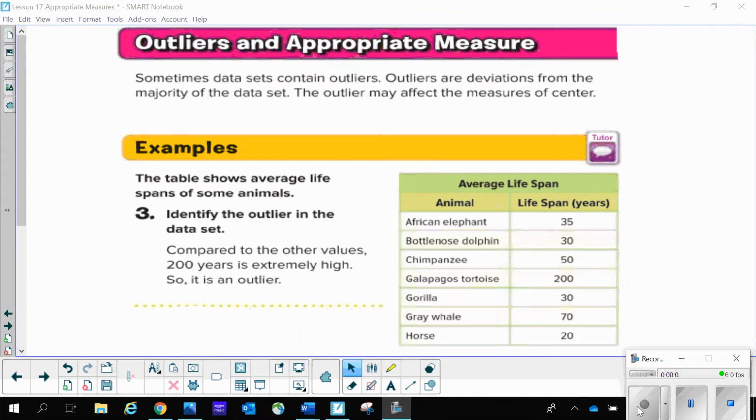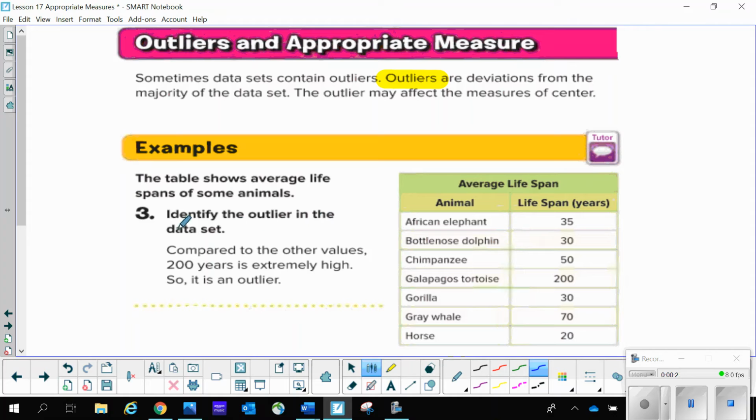A few times now, we've mentioned the words extreme values or outliers. So outliers, I want to be more specific with. Sometimes data that contains outliers are when the majority of the data set is very different. So the outlier can affect the measure of center. So let's look at this example number 3 here.